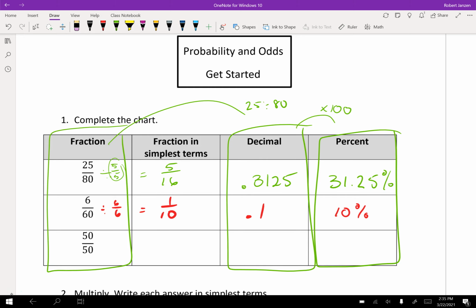All right, 50 over 50. Well, what is that in simplest form? They both have a 50, so if I divide by 50 over 50, this is 1. As a decimal, if you divide 1 by 1, you'll just get 1, so we'll put it as 1.0, and this is 100%.